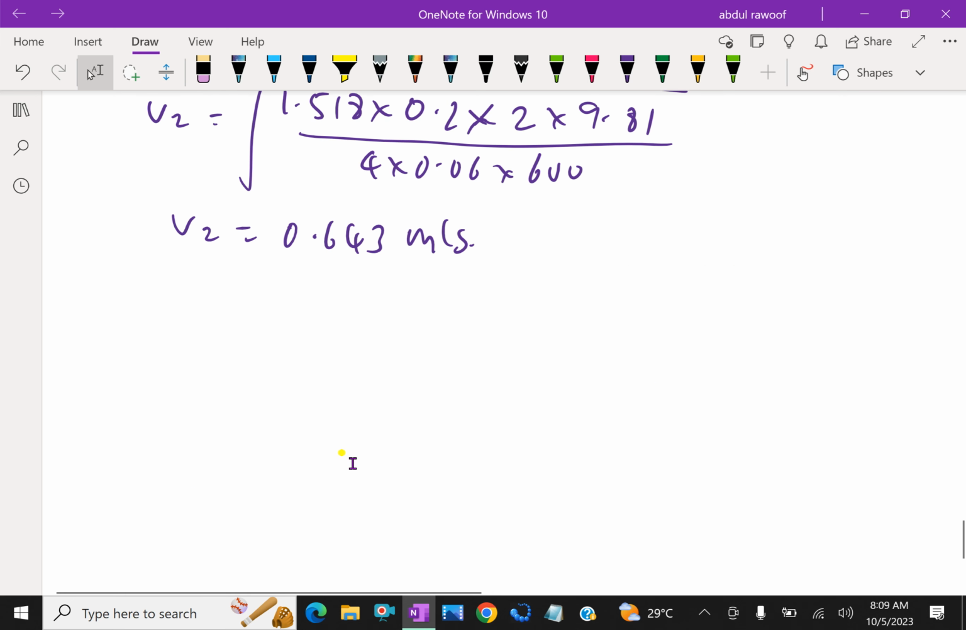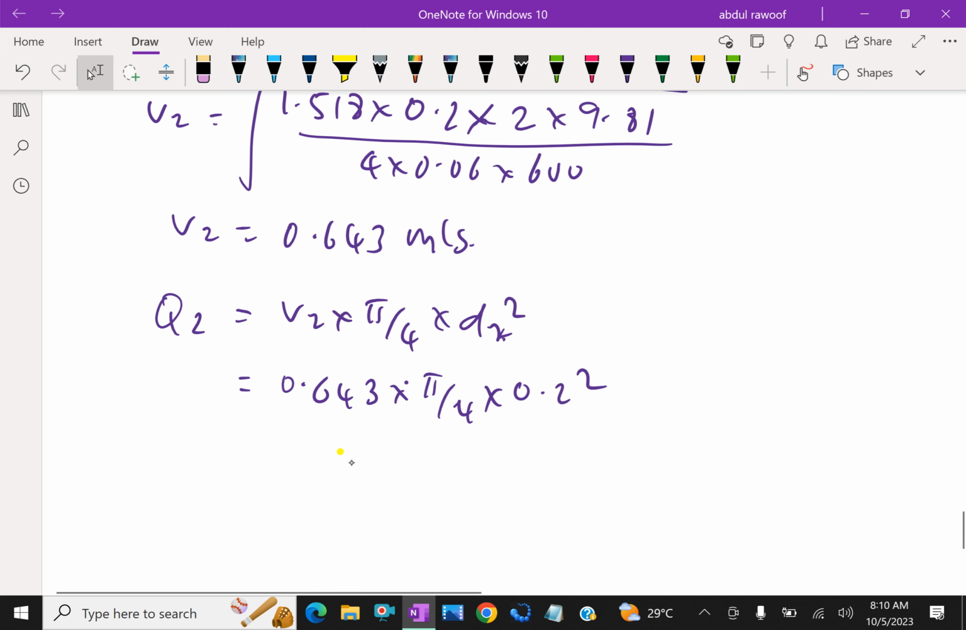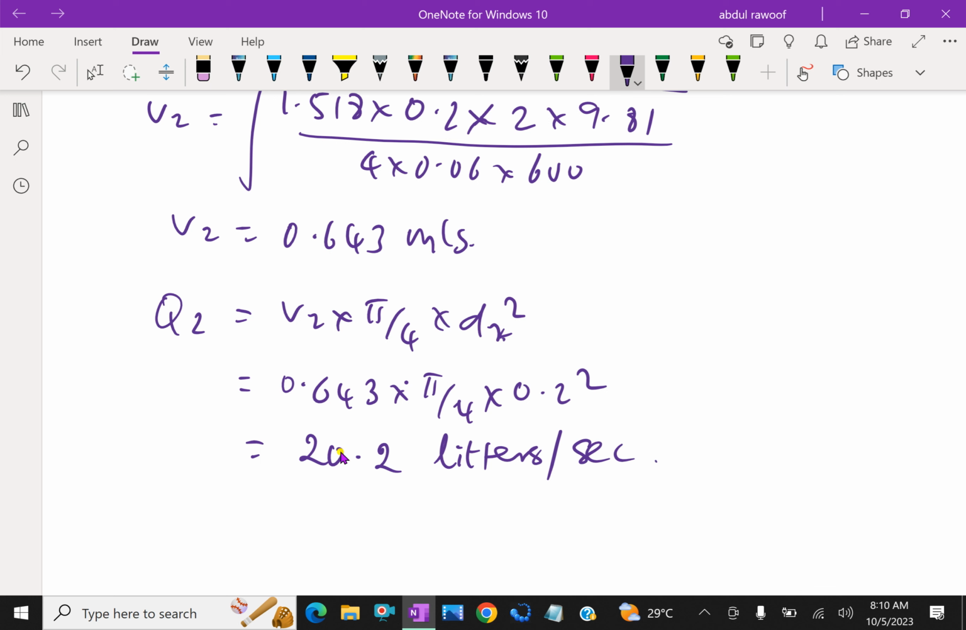Discharge through pipe 2, that is Q2, equals V2 into pi by 4 D2 squared, equals 0.643 into pi by 4 into D2 squared, where D2 is 0.2 squared, which gives 20.2 liters per second. This we got.